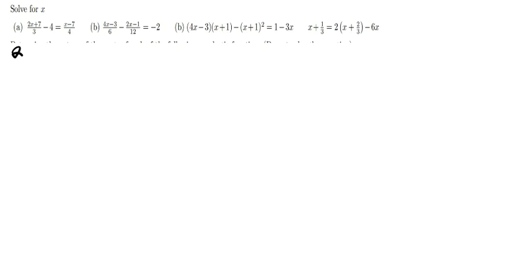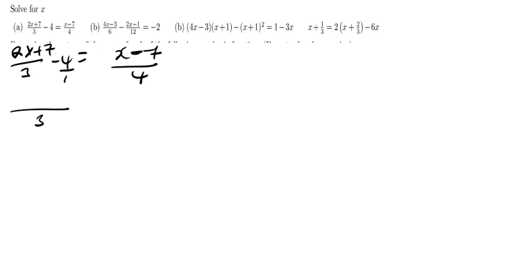So we have (2x plus 7) divided by 3, minus 4, is equal to (x minus 7) divided by 4. Let's simplify this. We divide this by 1. The common denominator is 3. So 3 into 3 is 1, 1 times everything on top here, that becomes 2x plus 7. 1 into 3 is 3, 3 times negative 4 on top there, that is minus 12. This should be equal to (x minus 7) divided by 4.